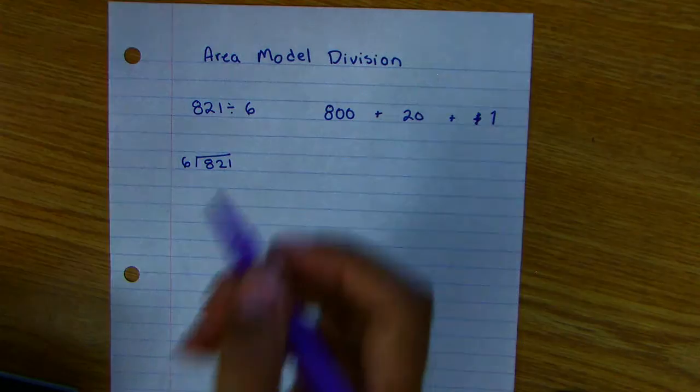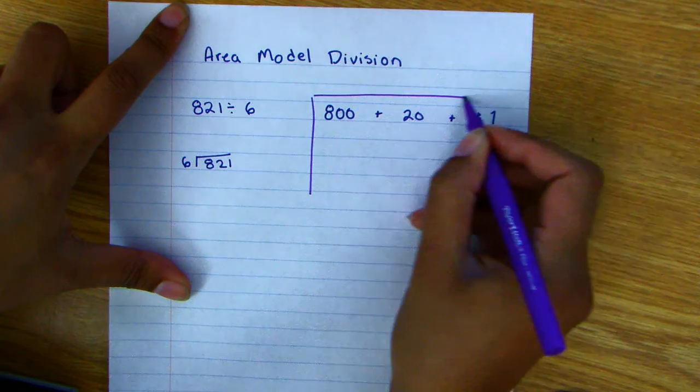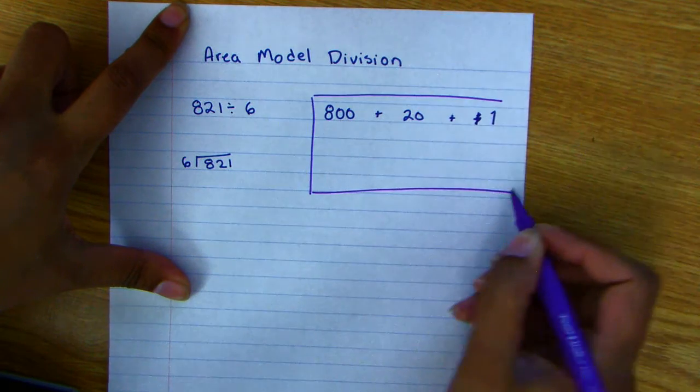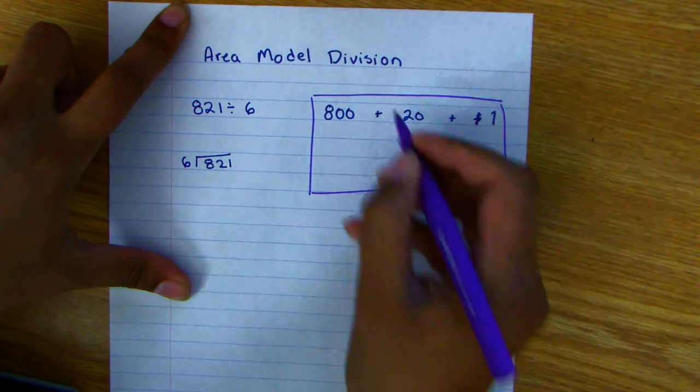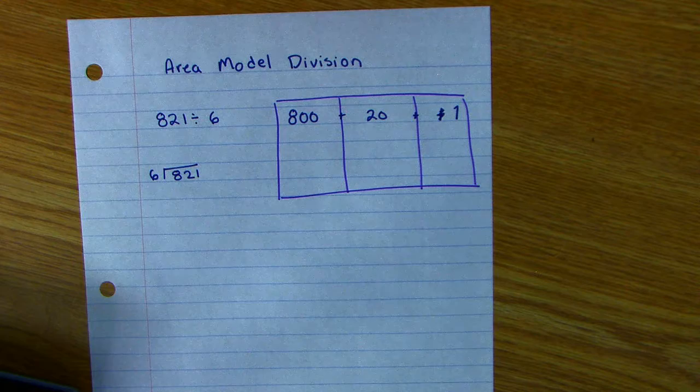After that, we're going to be wanting to draw our box with our numbers on the inside. So our 821 will be inside of our box. And then since there are 3 different numbers when we make our expanded form, you're going to have 3 different boxes.